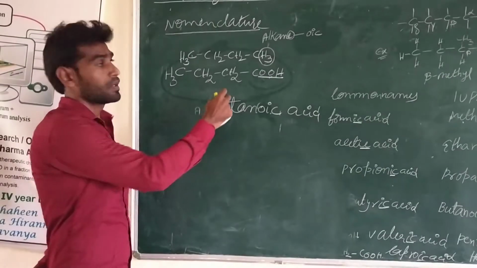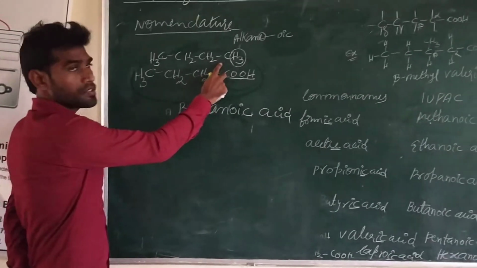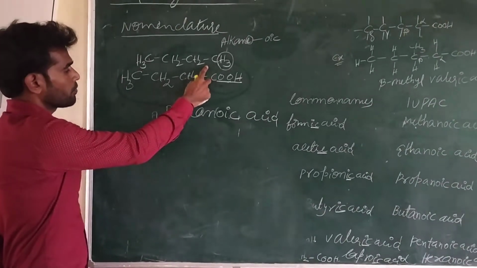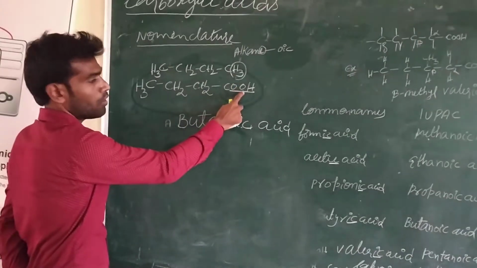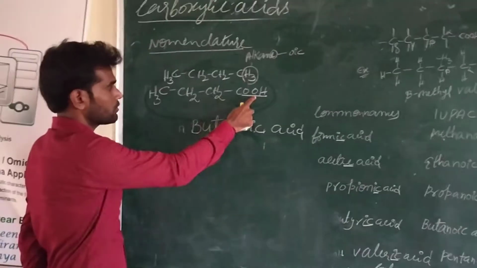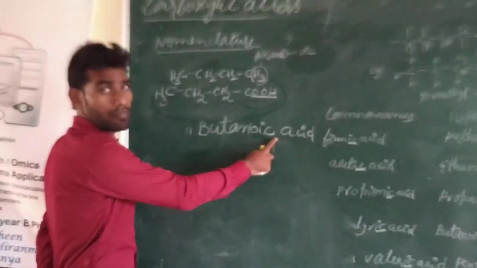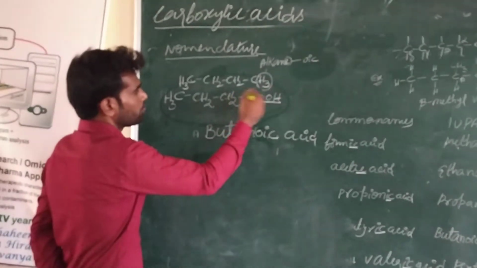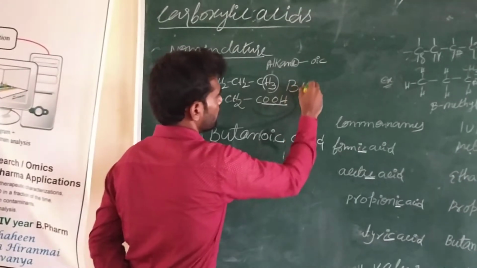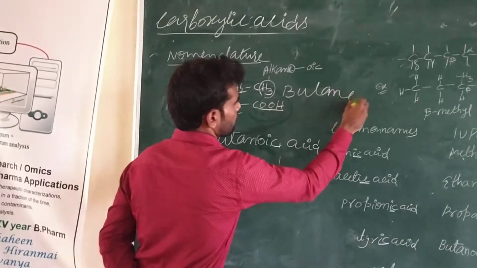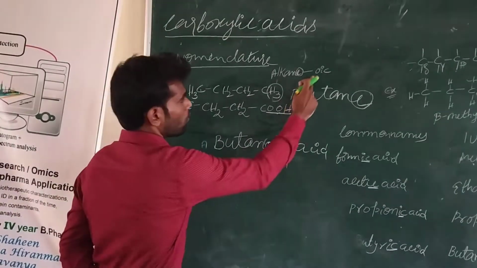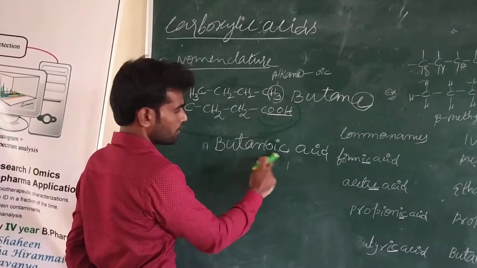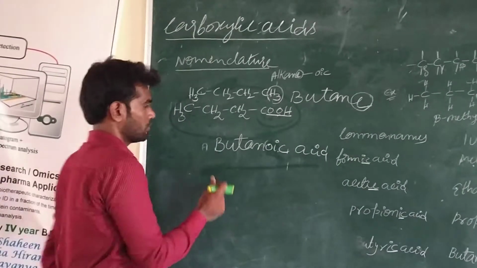So normally this molecule is butane, but here 2 hydrogen atoms are replaced with 2 oxygen atoms. So that's why it is butanoic acid. This is butane, right? Butane. This E is replaced with OIC. So that's why it is butanoic acid. So next example.